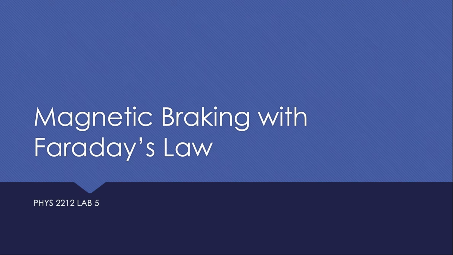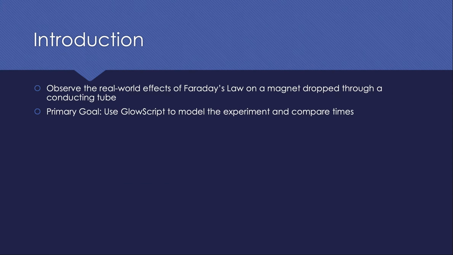Hi, today we will be discussing Lab 5 of Physics 2212, Magnetic Braking with Faraday's Law. In this experiment, we will observe the real-world effects of Faraday's Law by dropping a magnet through a conducting tube of aluminum foil. The primary goal of this lab is to use GlowScript to model the experiment and compare the experimental and theoretical time that it takes for the magnet to fall through the tube.